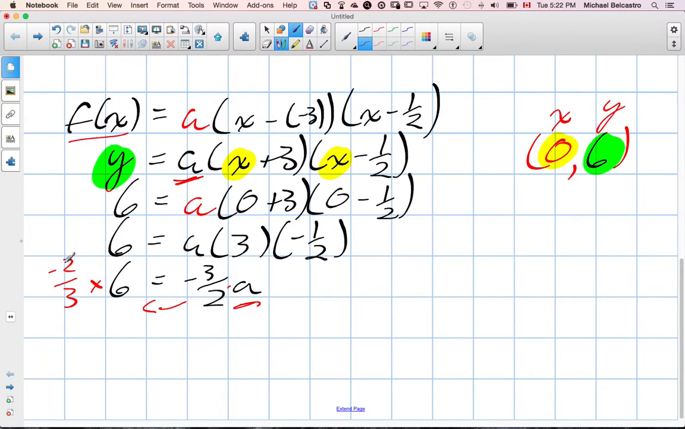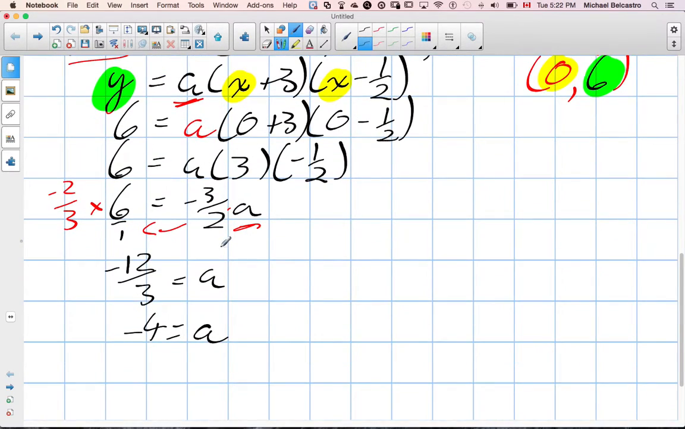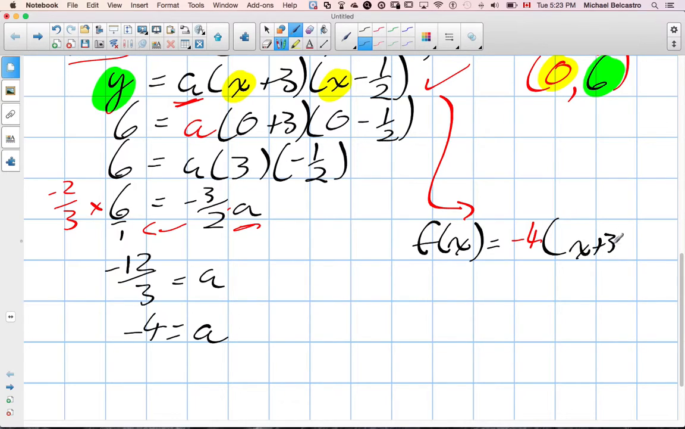When I multiply fractions, I do top by top, bottom by the bottom. So -2 times 6, that gives me -12. Okay, over 3 is equal to a. And -12 over 3 is -4. So my a value is -4, which means I now take this equation here. Remember we said this was all good except that we're missing an a value. So our equation is now f of x is equal to our a value, which is -4, and the rest of the factored form is x plus 3, x minus 1/2, and that's it.